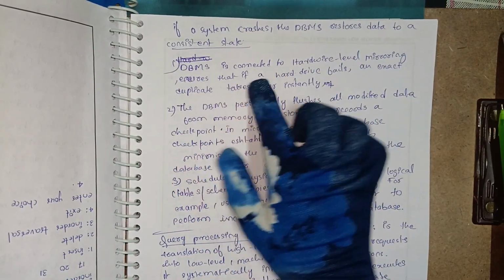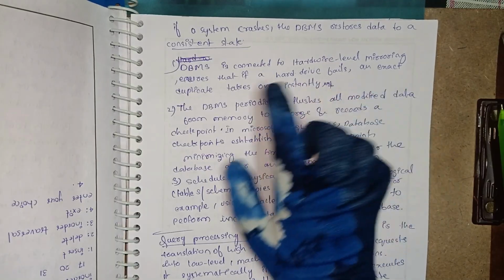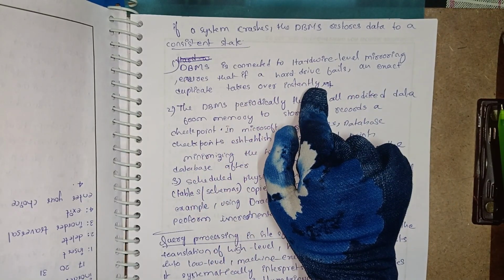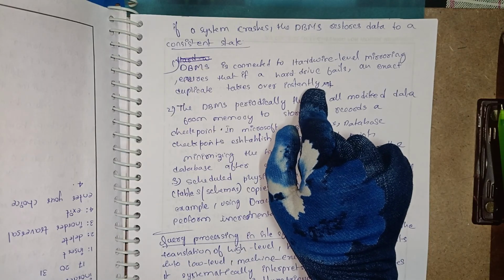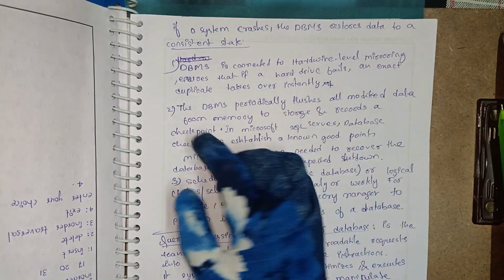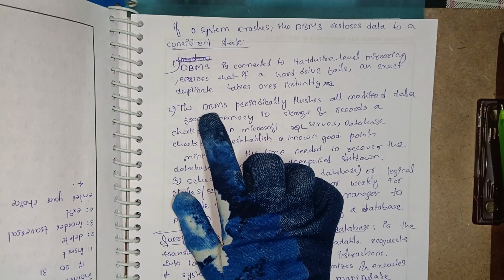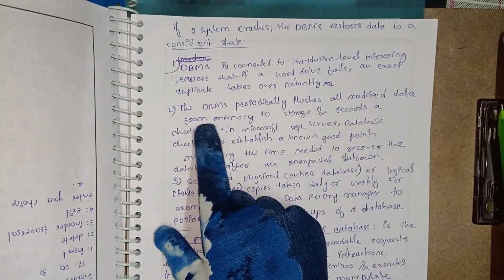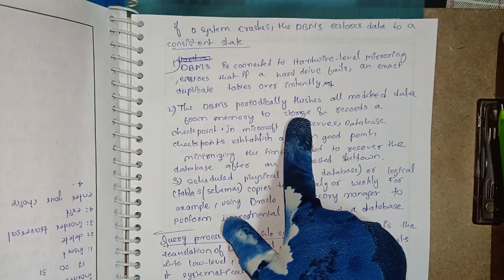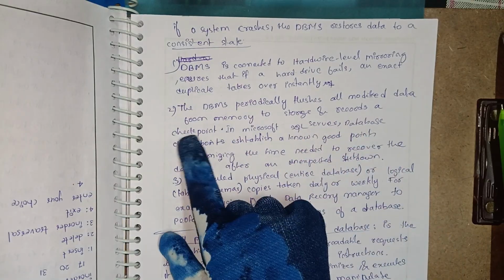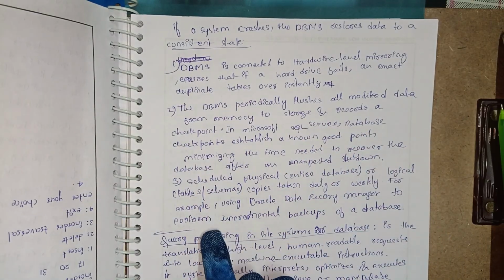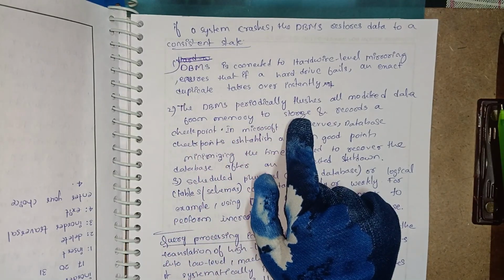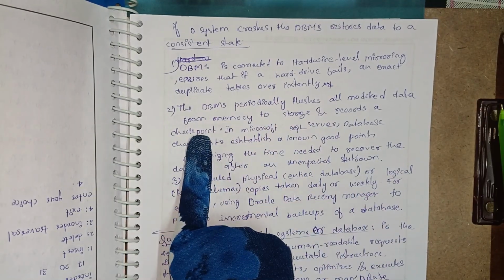Ensures that if a hard drive fails, an exact duplicate takes over instantly, so the data can't be lost, and it can be recoverable. And the DBMS periodically flushes all modified data from memory to storage and records a checkpoint.